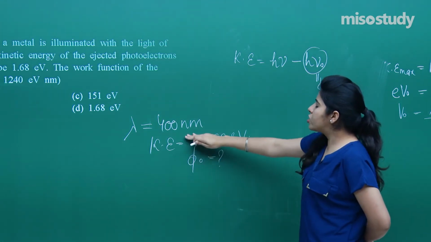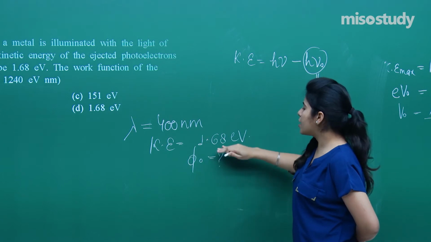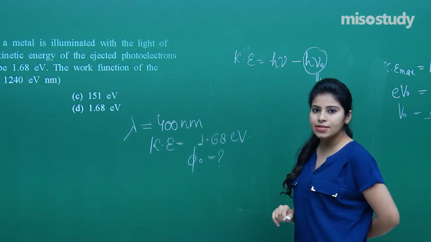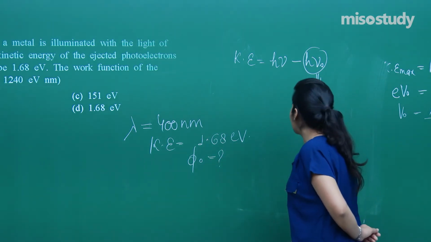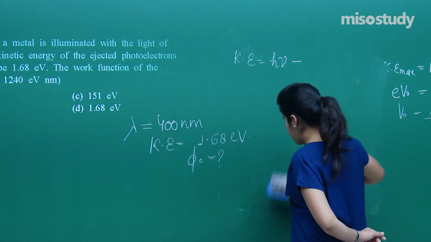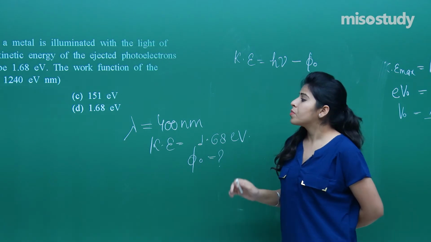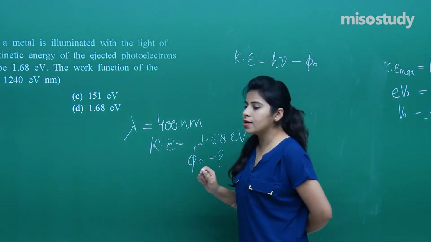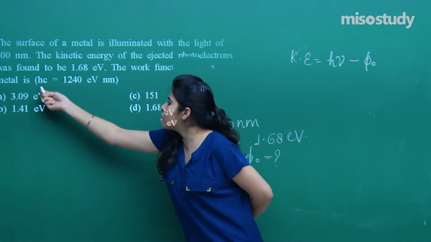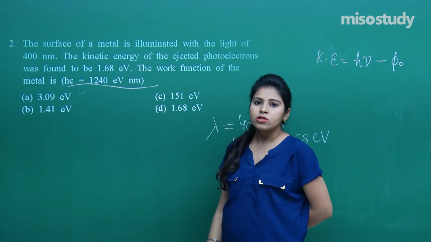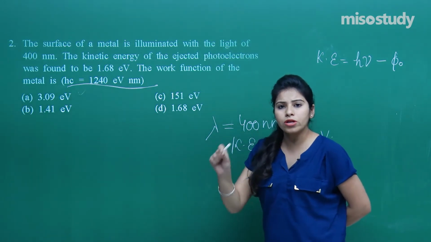Now in the question I have been given the lambda and I have been given 1.68, the kinetic energy. So let me start with this. You can write the phi naught here because you have to find this. Also you can focus on one thing. Here in this question we have been given the value of hc, so we are generally going to put this value.